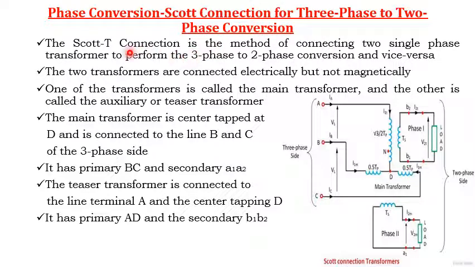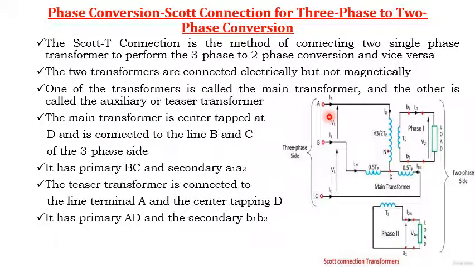It is also called the T connection. The Scott or T connection is the method of connecting two single-phase transformers to perform the three-phase to two-phase conversion and vice versa. Such transformers are connected electrically but not magnetically. So this is the electrical connection of the Scott connection.